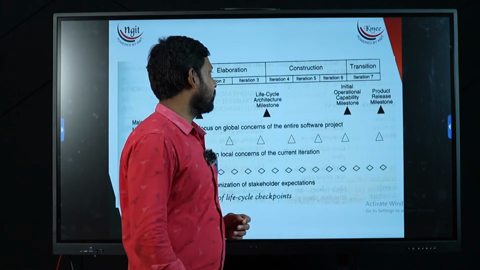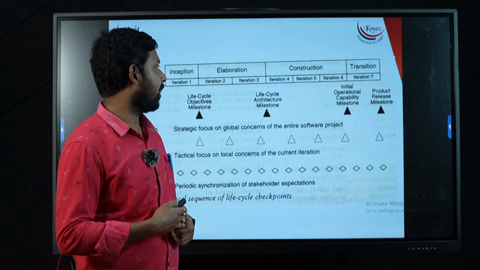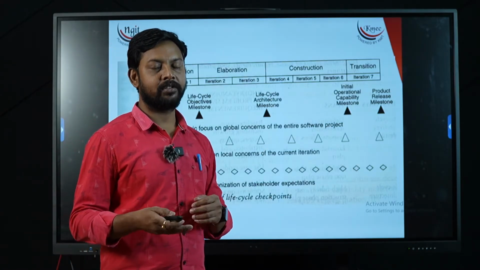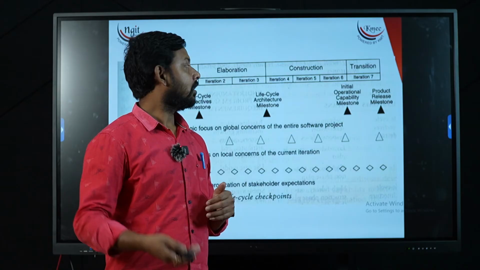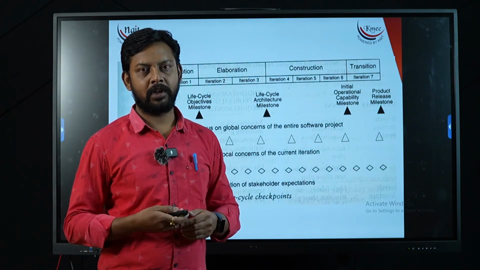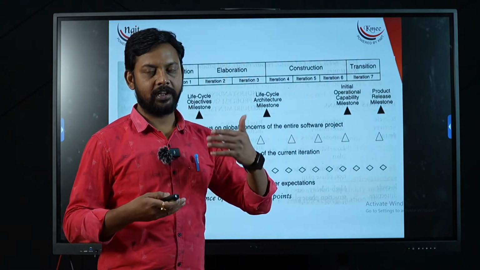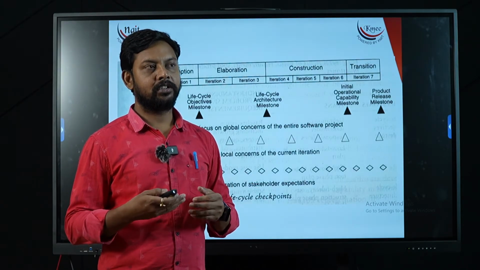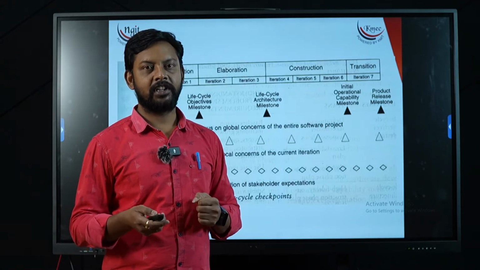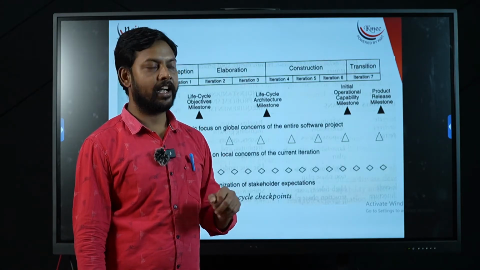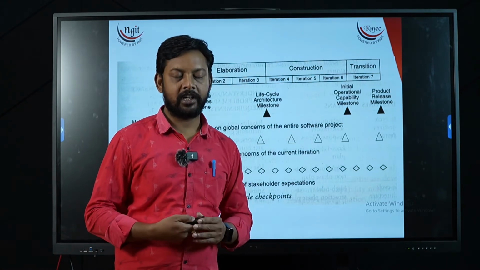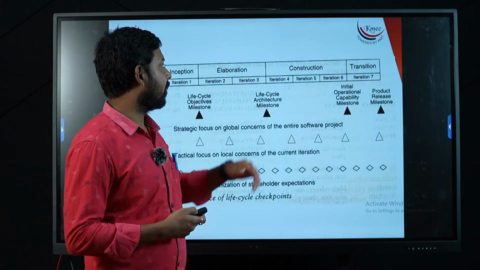The third milestone is the initial operational capability milestone. This milestone occurs late in the construction phase. The major focus here is on the development of your project, whether the code you are designing is in line with your architecture or not. And the last is the project release milestone. This occurs at the end of your transition phase.